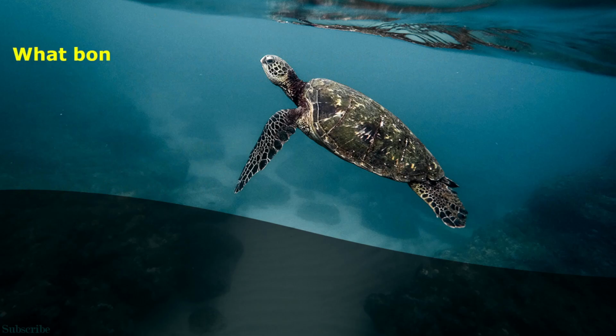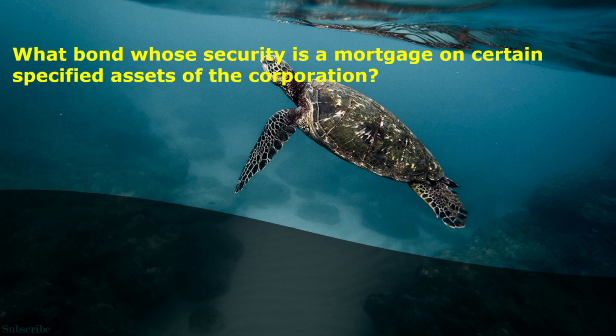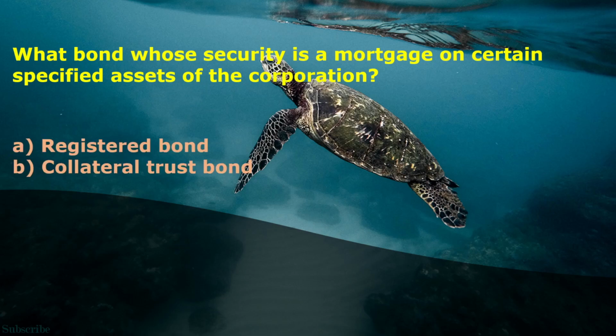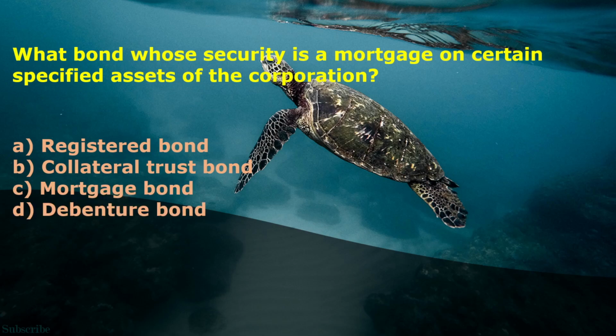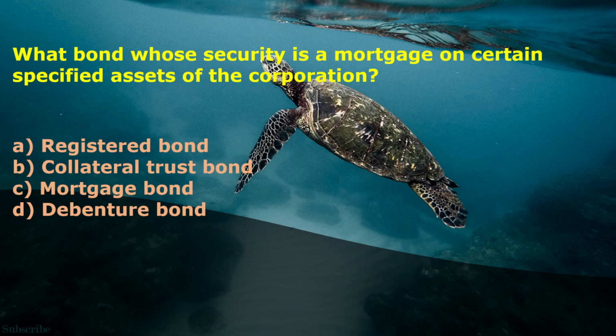Question number 41. What bond has as its security a mortgage on certain specified assets of the corporation? A. Registered bond. B. Collateral trust bond. C. Mortgage bond. D. Debenture bond. The correct answer is letter C, mortgage bond.